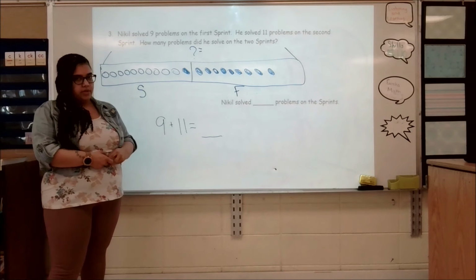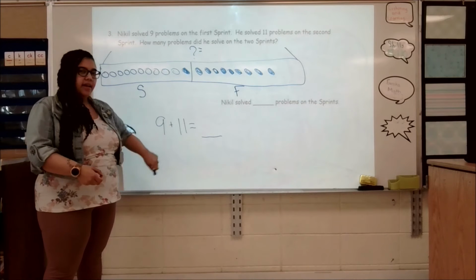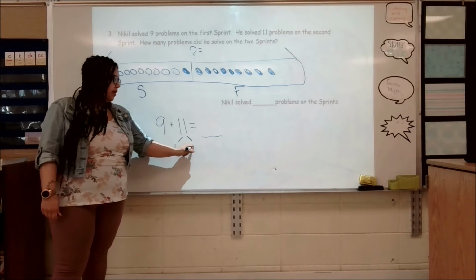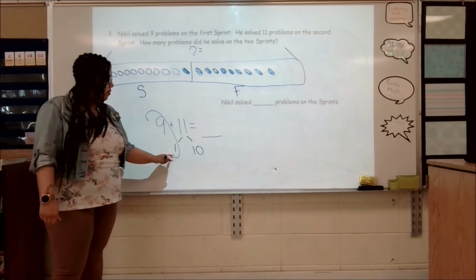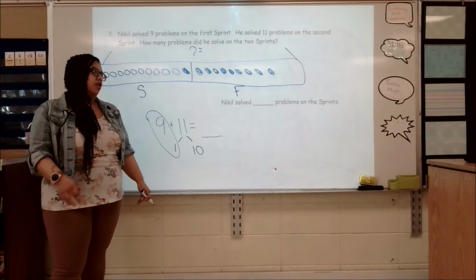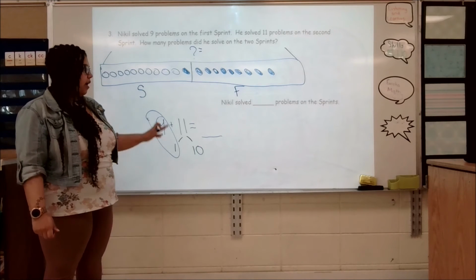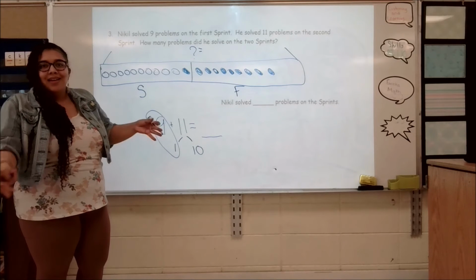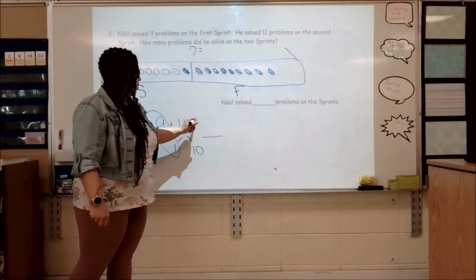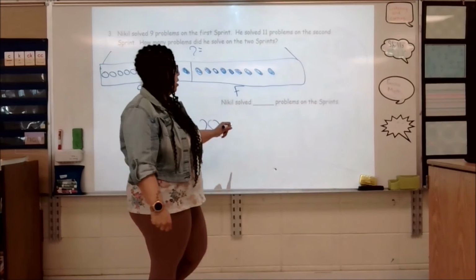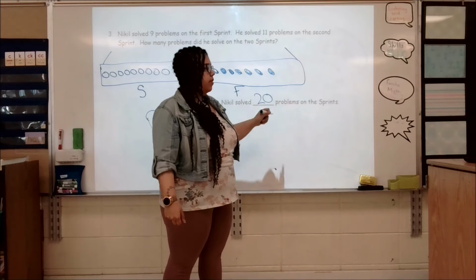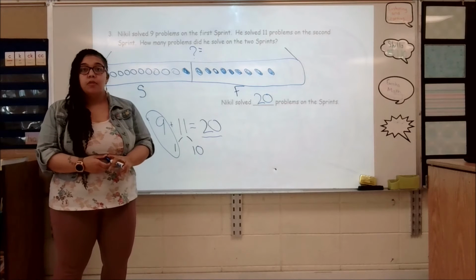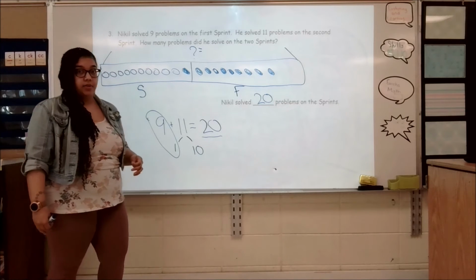Well, these are both almost groups of 10, aren't they? I can move these pieces around. Let's do that. You tell me, how many problems did Nikhil solve on his sprints? Look at how all of the pieces come together. All the pieces, everything we've been doing, builds on each other, works together. Correct. Nikhil solved 20 problems on the sprints. Let's go ahead and do the last one together, okay?